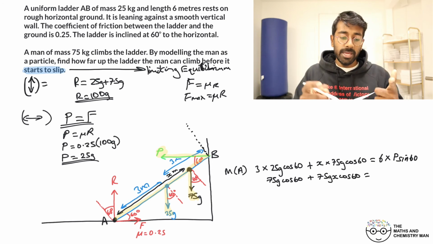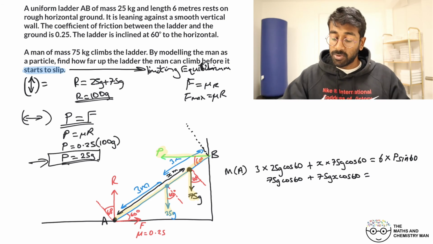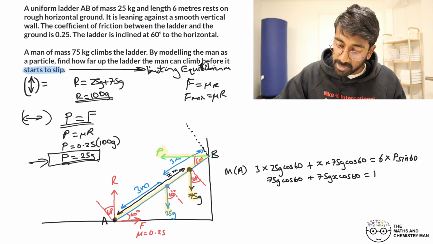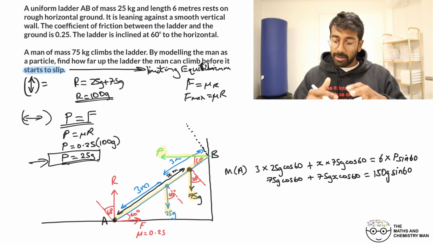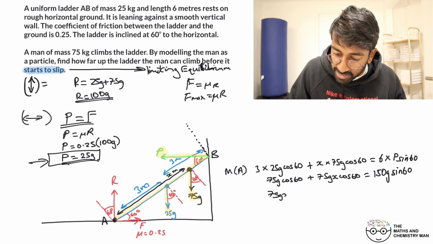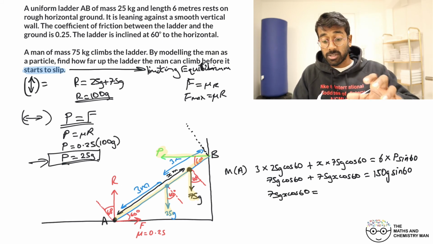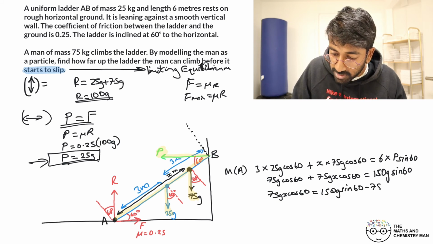Now we know P, we actually worked out over here, didn't we? And that was 25G. So we've got 6 lots of 25G, so that's going to be 150G sine 60. There we go. Now let's start to work this around. So we can say 75GX cos 60 is equal to, I'm going to take the 75G cos 60 across to the other side. So 150G sine 60 subtract 75G cos 60.